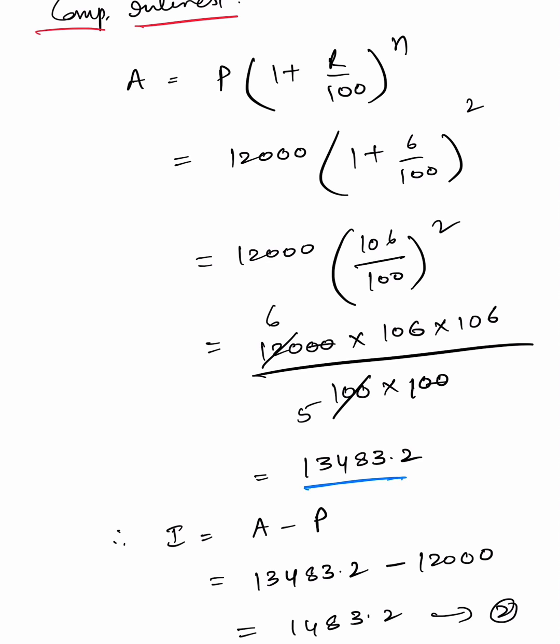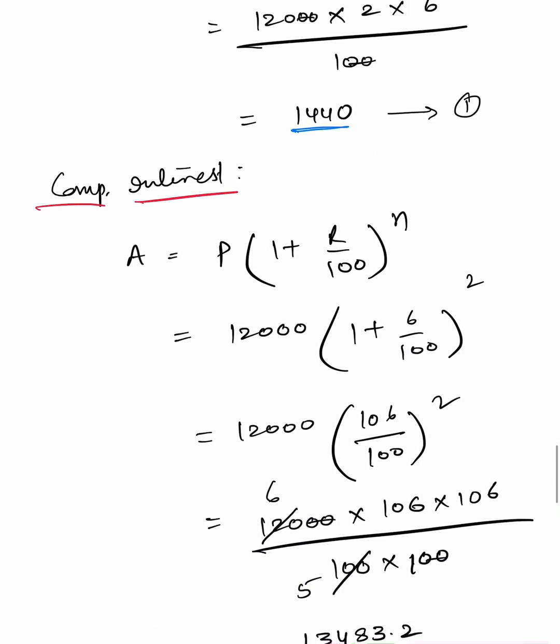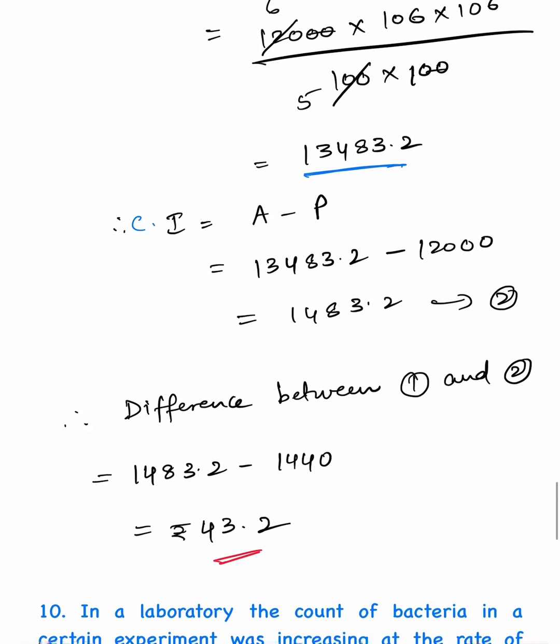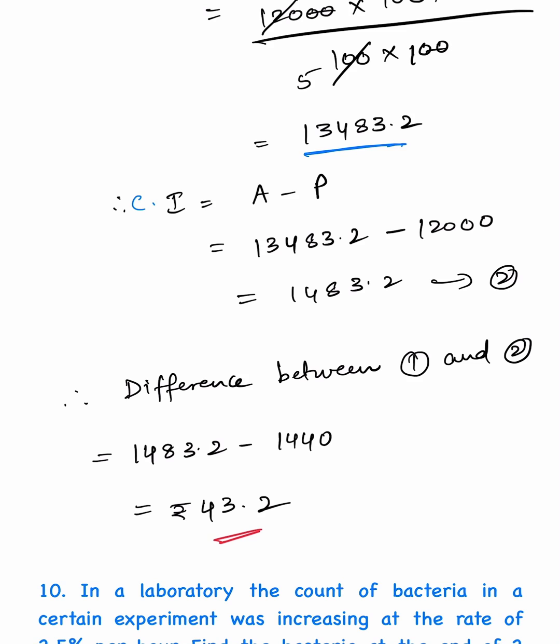So what is the compound interest? Compound interest equal to A minus P. 13,483.2 minus 12,000, which is equal to 1483.2. So this is the compound interest. Now he is asking what will be the difference between 1 and 2? That is, if the interest is simple interest and if the interest is compound interest, what is the difference between those two? That's what he is asking. So the difference between 1 and 2 is 1483.2 minus 1440, which is equal to 43.2.